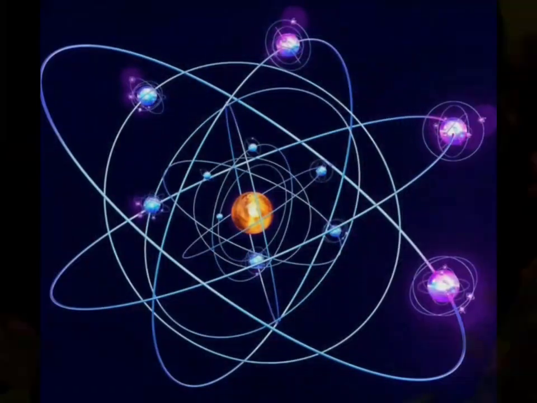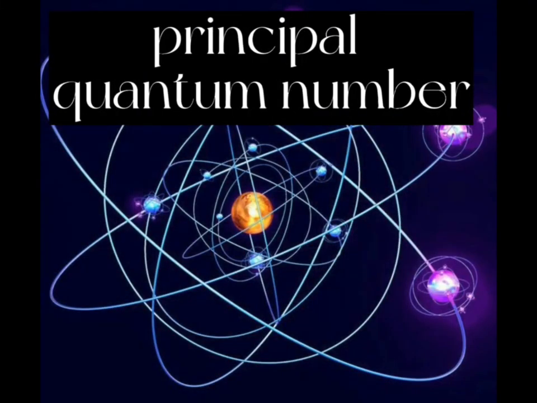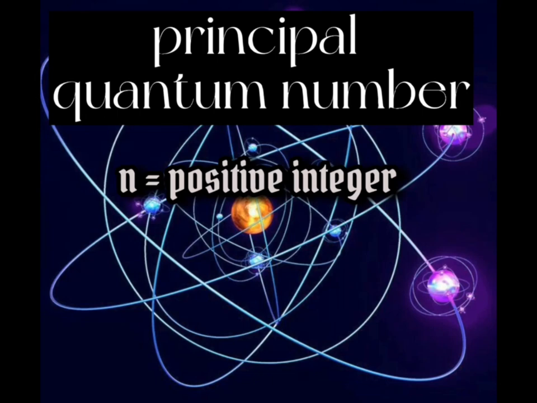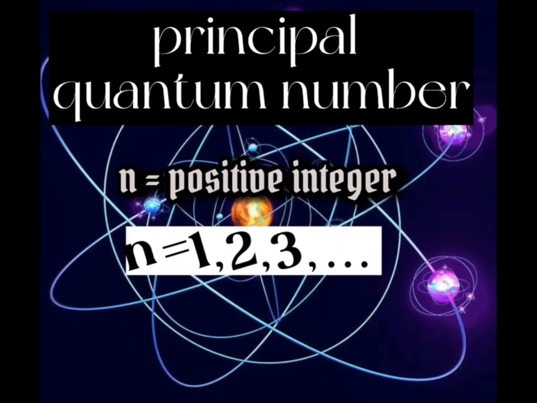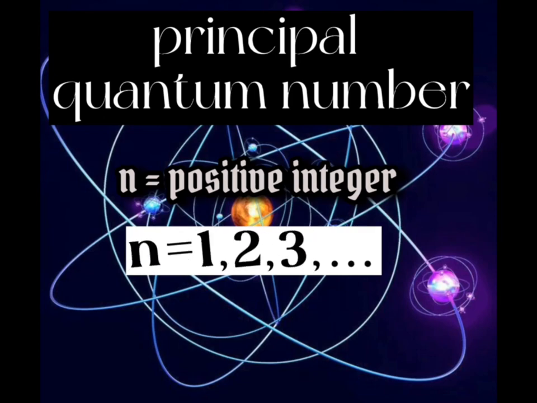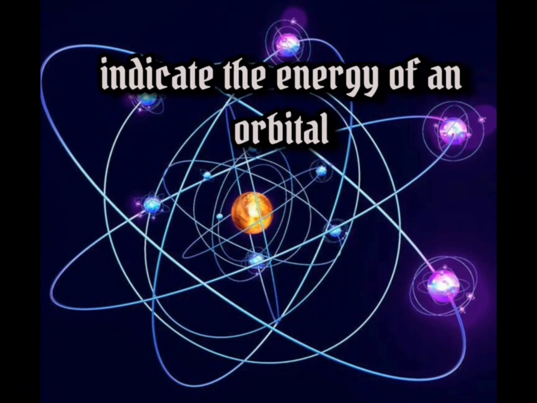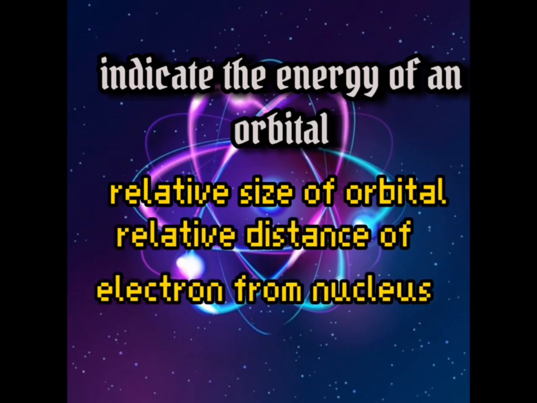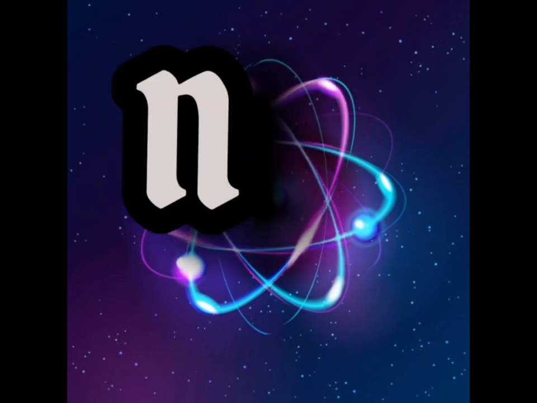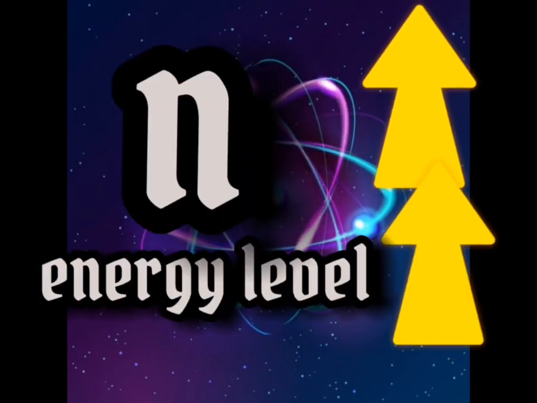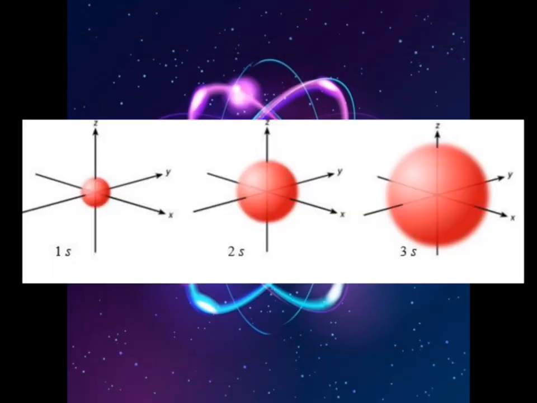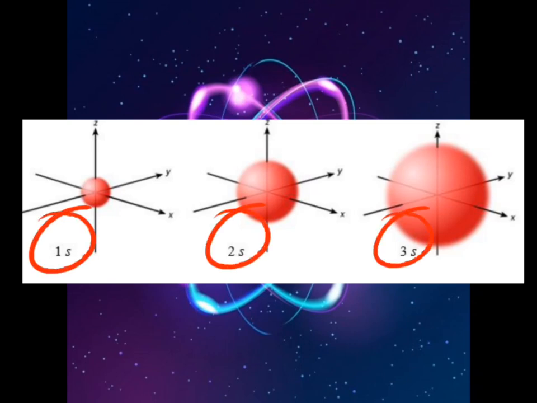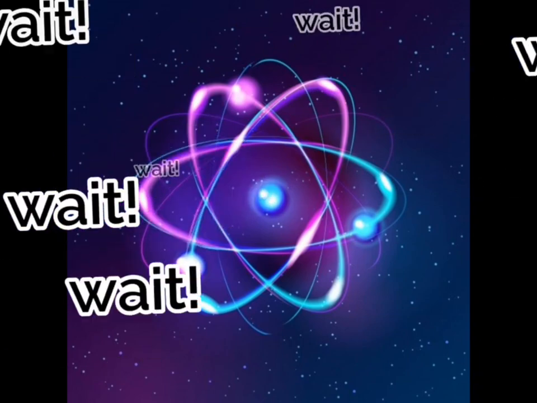Each of the electrons in an atom is described and characterized by a set of 4 quantum numbers, namely the principal quantum number, angular momentum quantum number, magnetic quantum number, and spin quantum number. What is the principal quantum number, symbolized as n? n is equal to positive integers starting with 1, 2, 3 and more. The principal quantum number indicates the energy level of an orbital, the relative size of the orbital, and the relative distance of the electron from the nucleus. For an atom, when the principal quantum number increases, the energy level increases. So here is an example of its orbital. When the number of n increases, the size increases too, as well as the energy level.